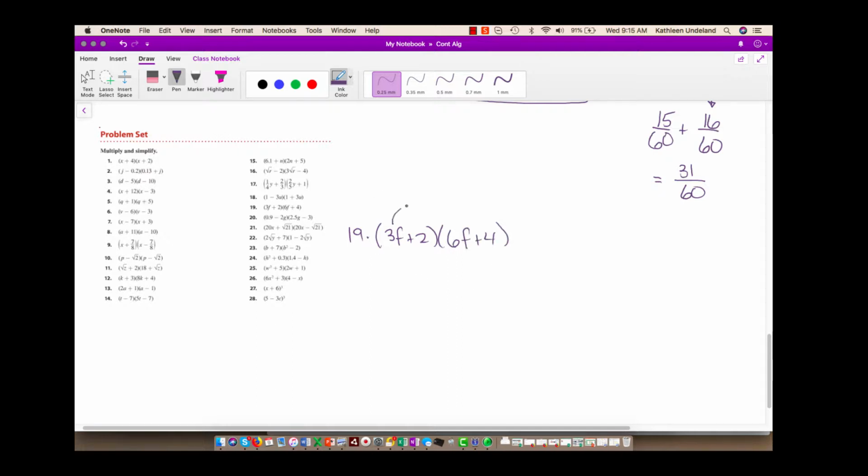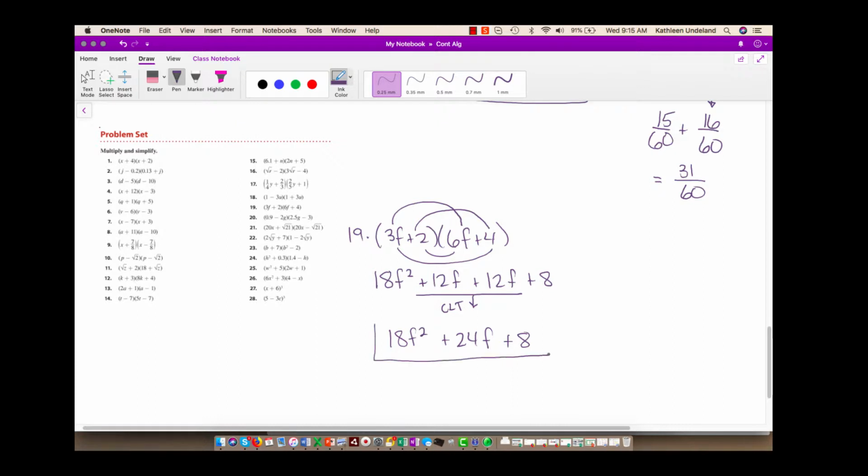Pause now if you want to try this one on your own, because here comes the answer. 3 times 6 is 18, f times f is f squared. The outside will give me positive 12f. The inside will give me positive 12f. And the lasts will give me positive 8. Combine my like terms, CLT. So we have 18f squared plus 24f plus 8. There we go.